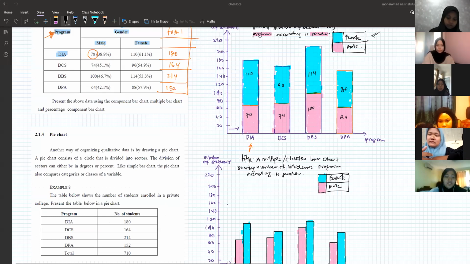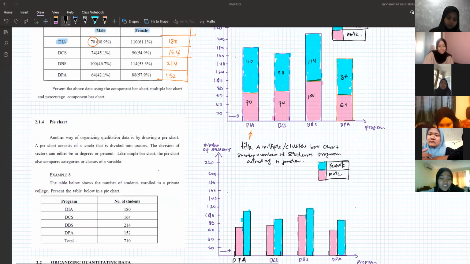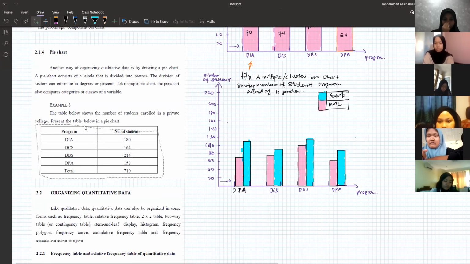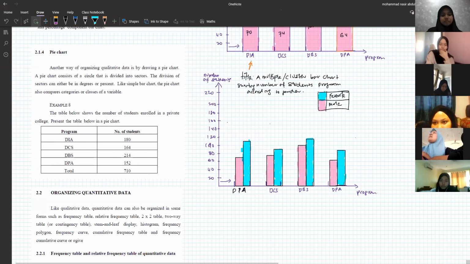Right. So since you understand well, then we can proceed with the next chart under qualitative variable, which is a pie chart. So pie chart, right? Let's look at pie chart. Let me copy this one. Oops, I cannot copy. Let me use the snipping tool to copy this one. Right.